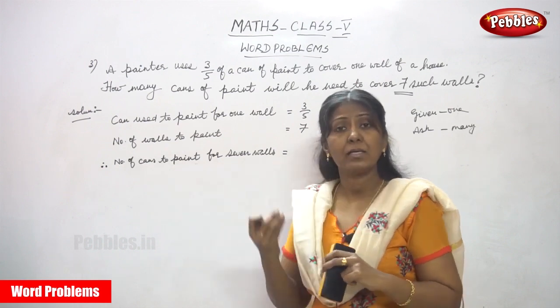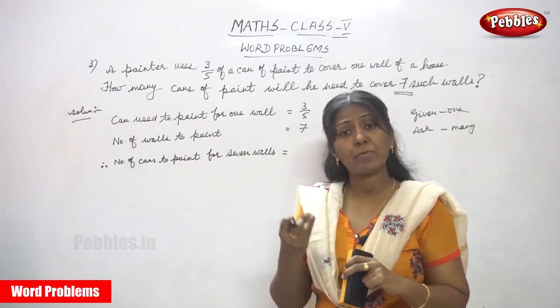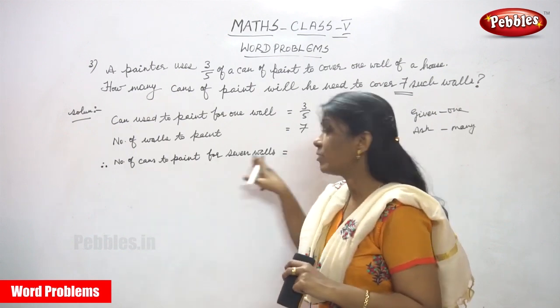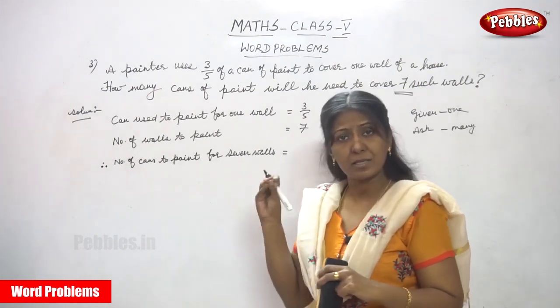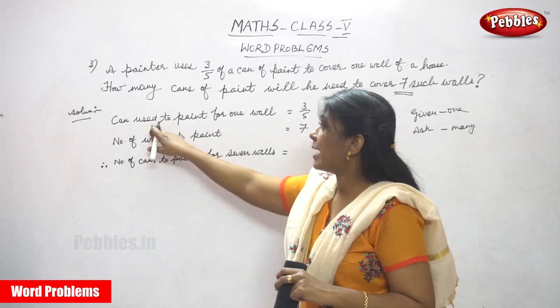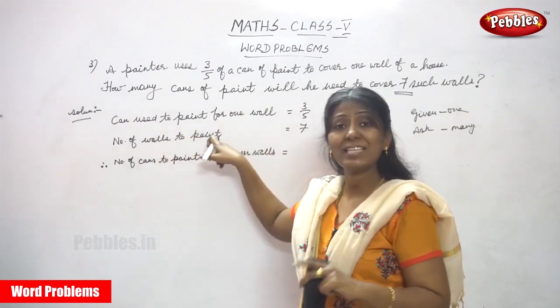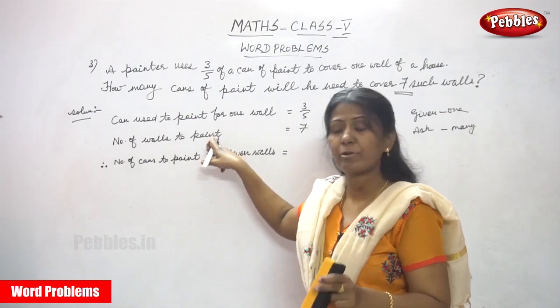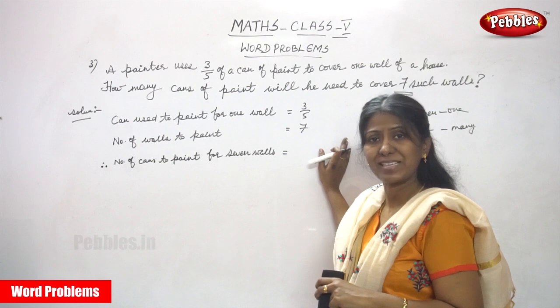How many cans of paint need to paint for 7 walls? That is the question. Can used to paint for one wall is 3 by 5. Number of walls to paint: how many walls are they going to paint? 7 walls. So number of cans to paint for 7 walls, this is a multiplication.